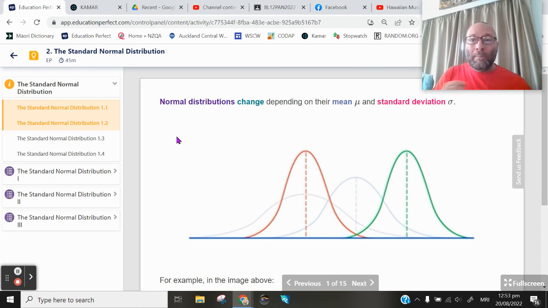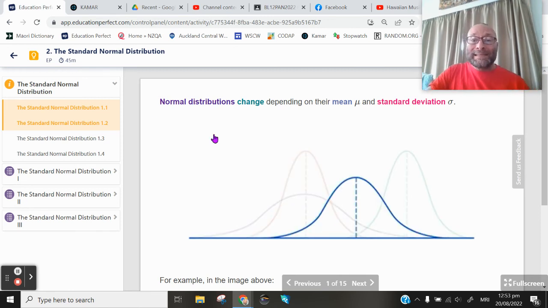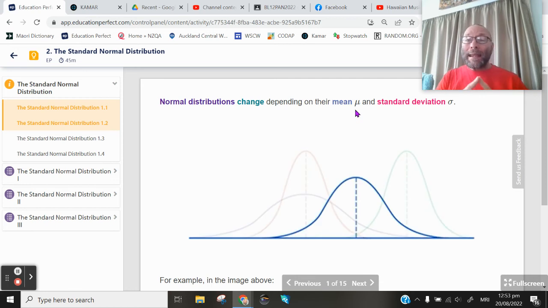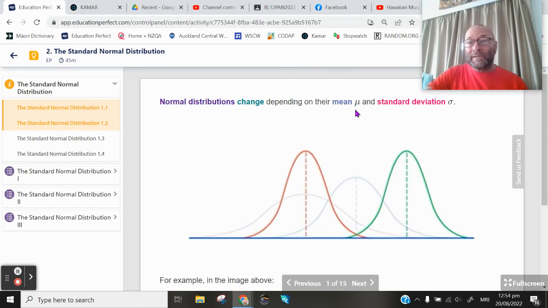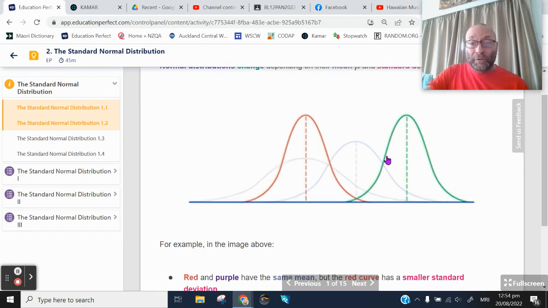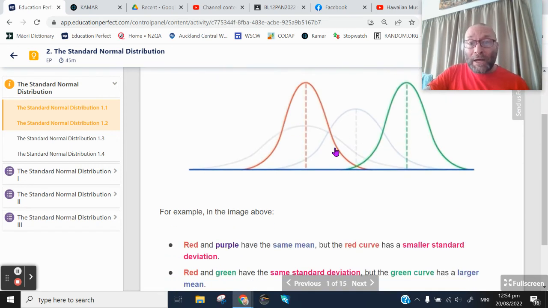Now, one thing that makes normal distributions challenging to compare is that they change depending on where the mean is and depending on how spread out the data is. And again, that measure of spread is the standard deviation. For example, in this video above here, we've got the red and the purple.